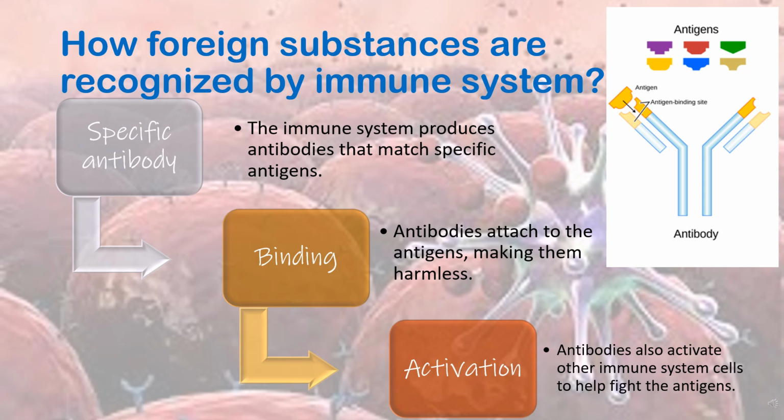Antigens are proteins on the surface of cells, viruses, fungi, or bacteria. Non-living substances like toxins, chemicals, drugs, and foreign particles can also be antigens. Every cell or substance has its own unique antigens. First, the immune system makes antibodies that match specific antigens. Then antibodies attach to the antigens, making them harmless. These antibodies also activate other immune system cells to help fight the antigens.